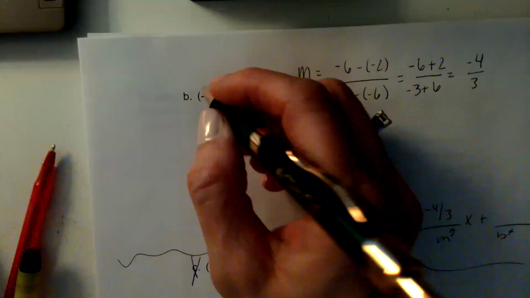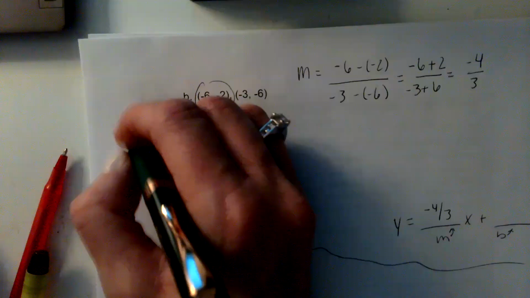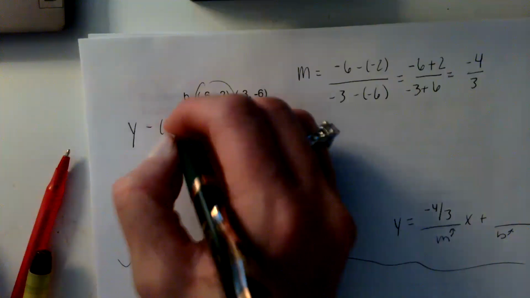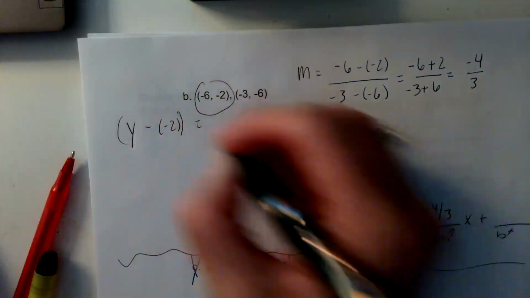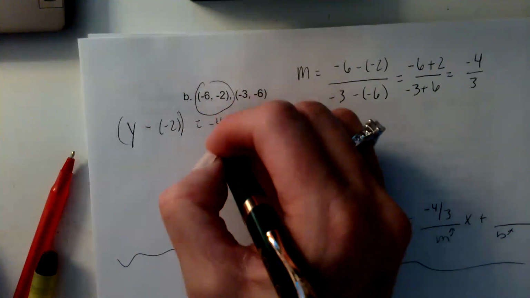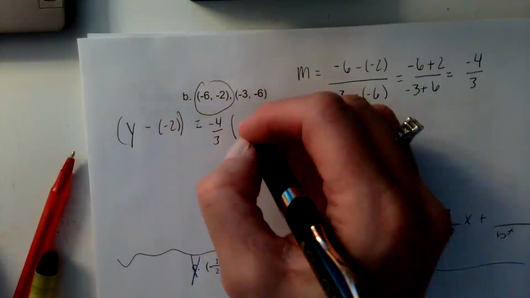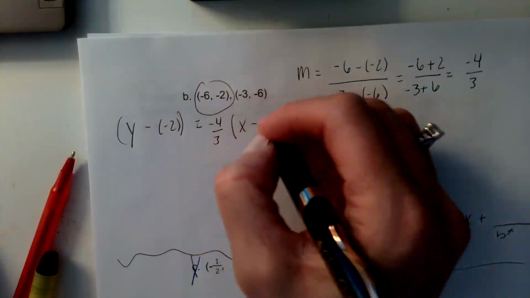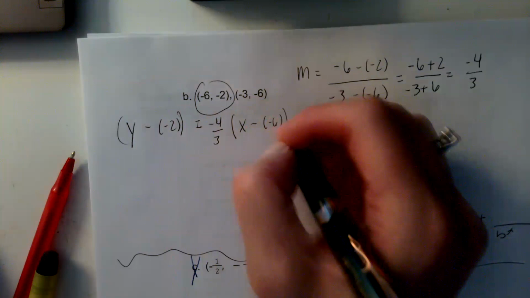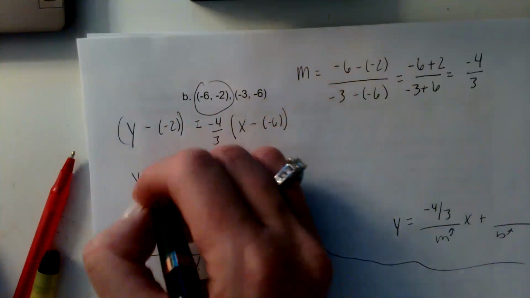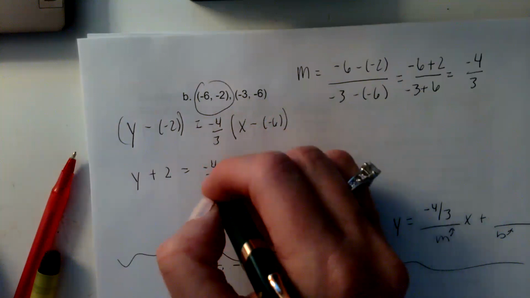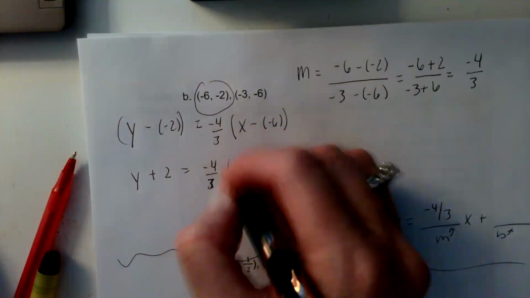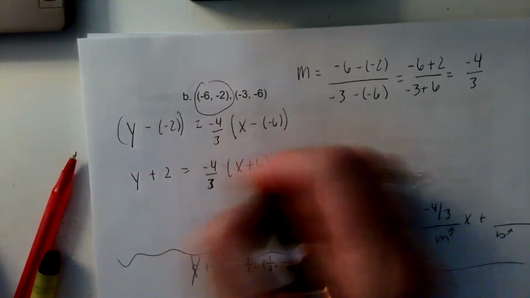So I'm going to use that, and I'm going to choose this point to use my point slope form. So y minus -2 equals my slope of -4/3 times x minus -6. So y plus 2 equals -4/3 times x plus 6.